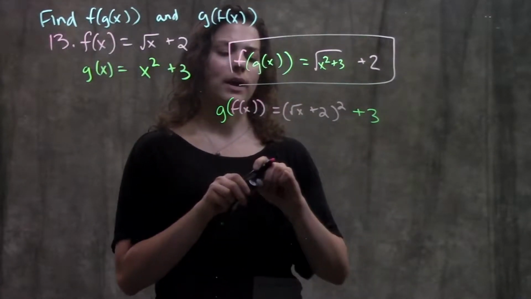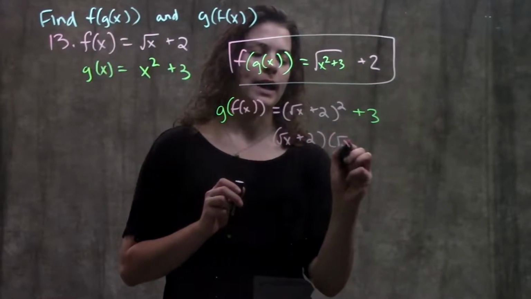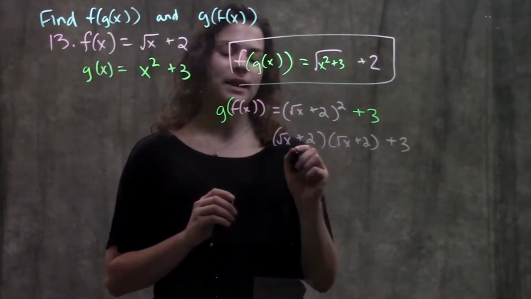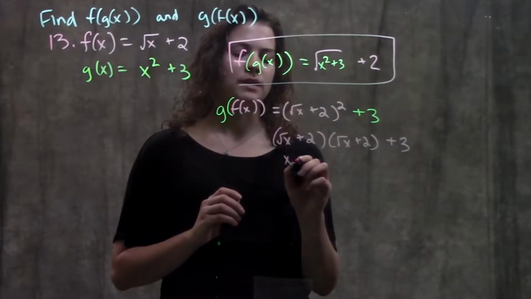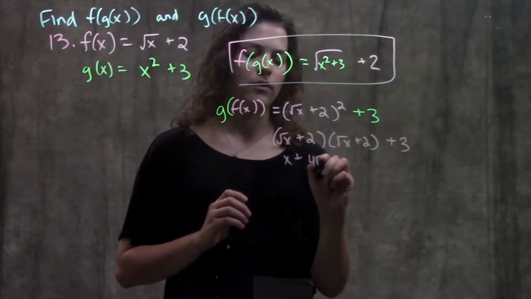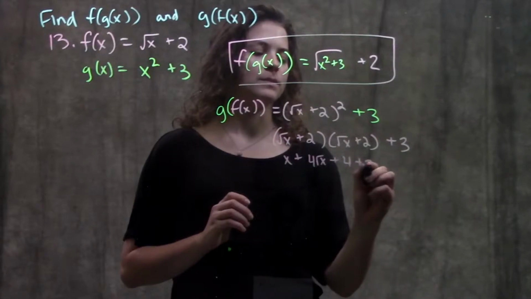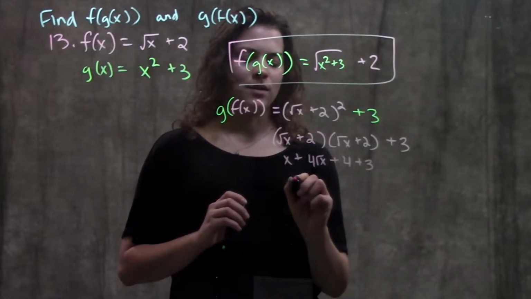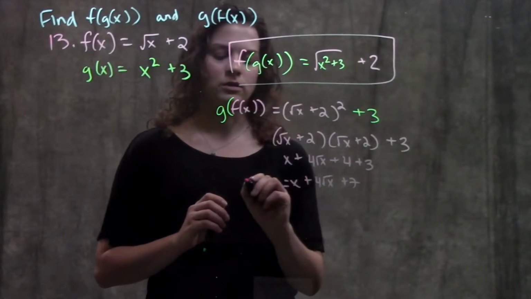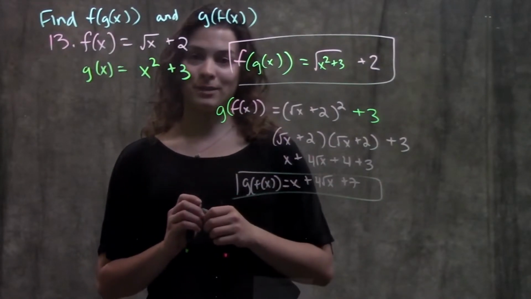And simplifying this square out, this will become rad x plus 2 times rad x plus 2, and again plus 3 over here. And foiling this out, I get rad x times rad x, which is x, plus 2 rad x plus another 2 rad x will be plus 4 rad x, and then 2 times 2 will give me plus 4, and then I still have this plus 3 over there. Simplifying this out, this becomes x plus 4 rad x plus 7 is equal to my g of f of x. And that's it for this problem.